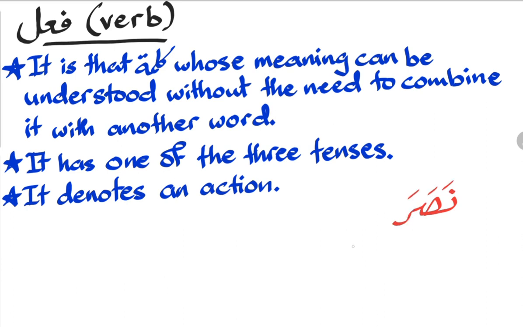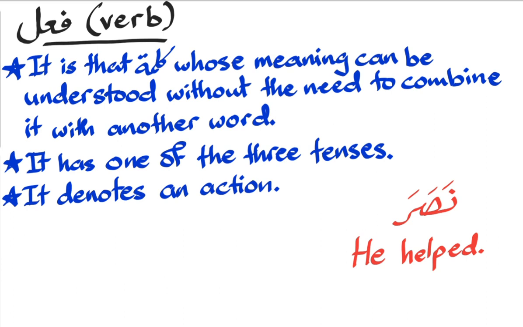Nasara means he hit. In this word, as you can see, this is a fi'l. The first thing to be noted down here is that it's a word whose meaning can be understood without the need to combine it with another word. You do not need to combine another word to understand the meaning of nasara. The second thing is it has one of the three tenses. When you say he hit, it's talking about the past. And the third thing is that it denotes an action, because over here nasara denotes the action of helping. Also, nasara means to help, not to hit. So that was my mistake. So nasara means he helped. And as said before, it denotes the action of helping.